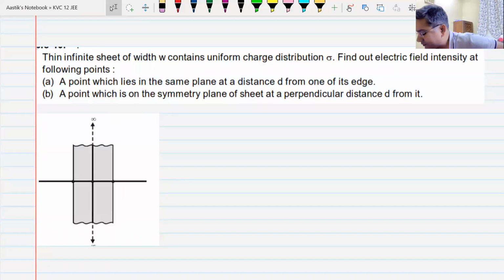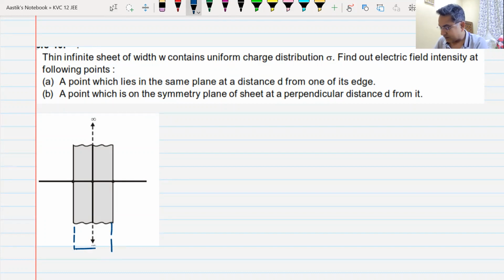This is the problem: a thin infinite sheet of width W. Width W? What does that mean? That means this sheet is infinite only in one dimension. It is infinite along the length, and along the width, it has a width W. So it is an infinite sheet only in one dimension. Do we understand this?